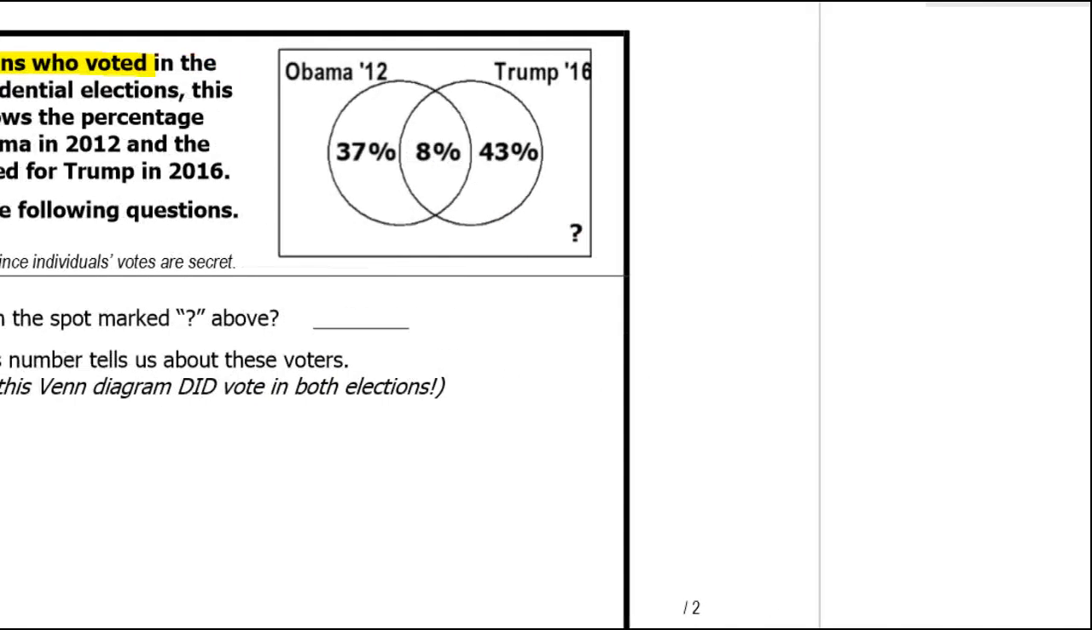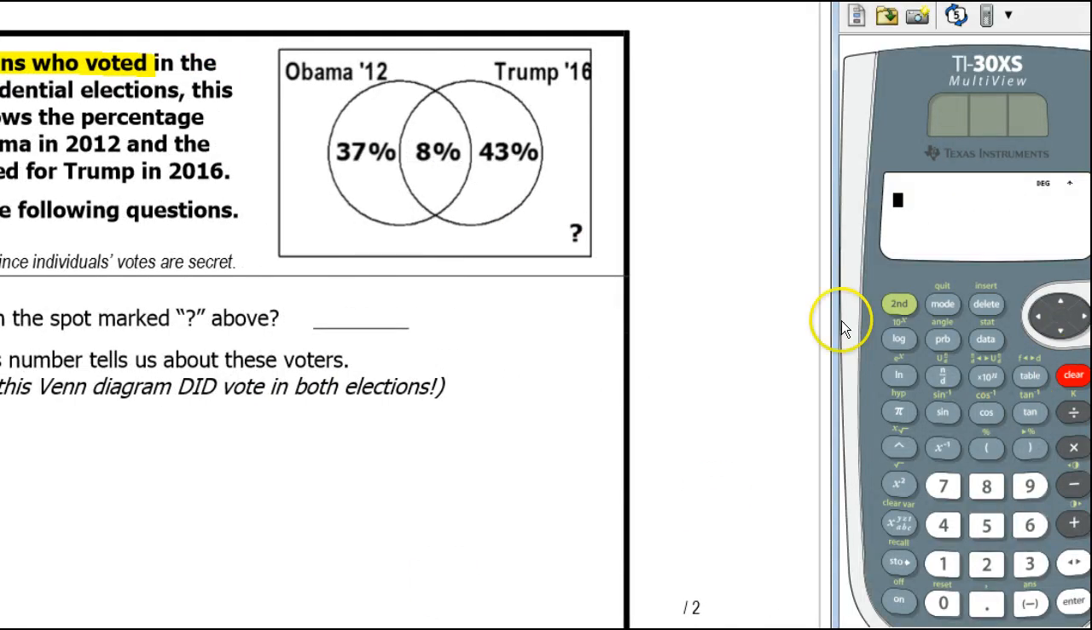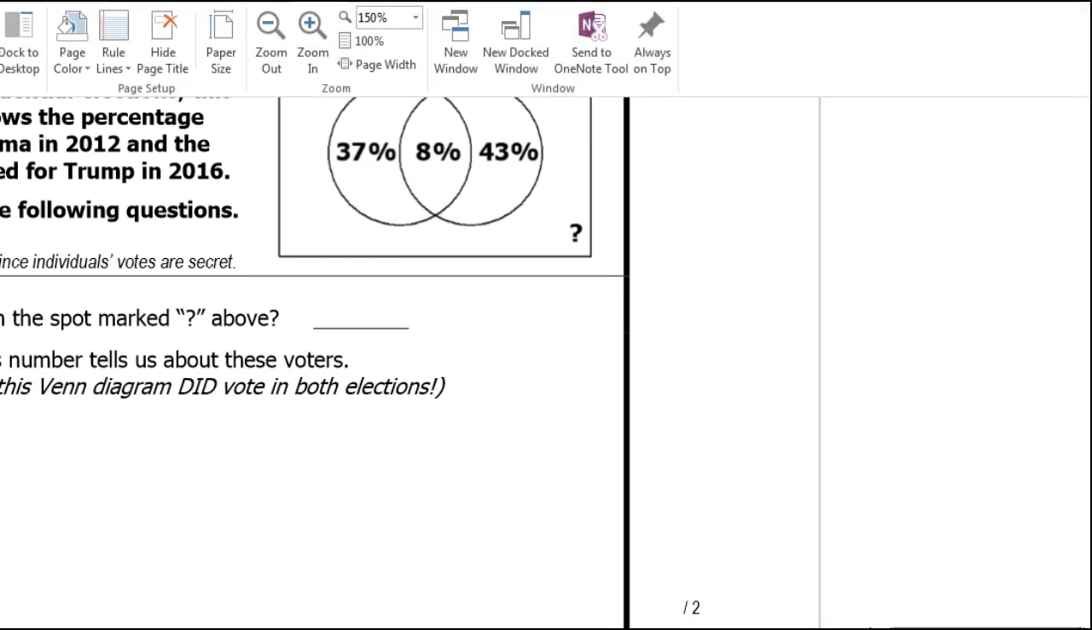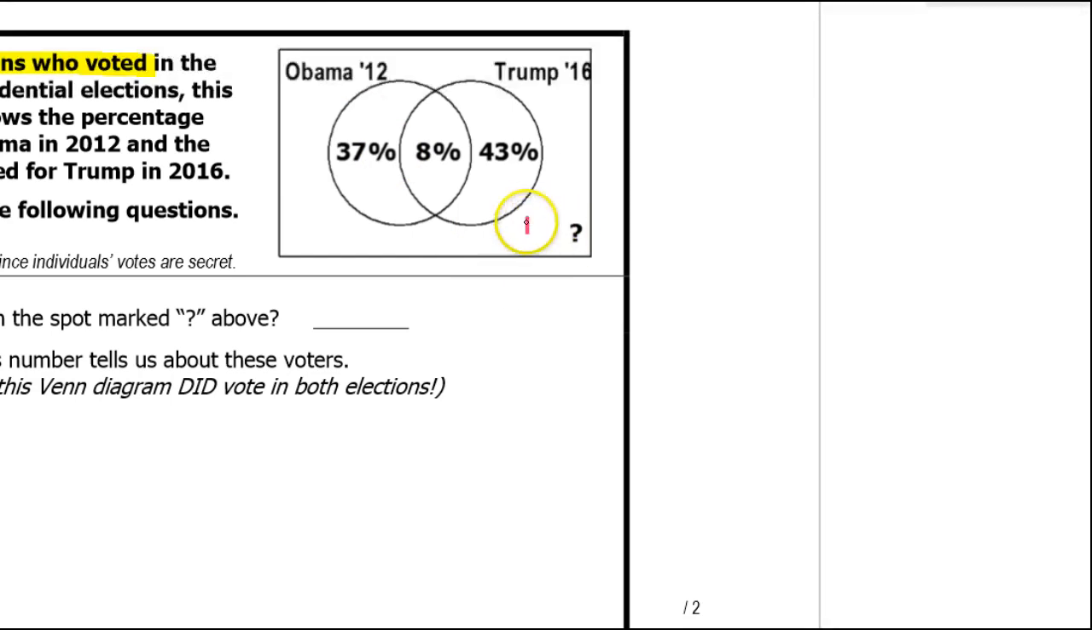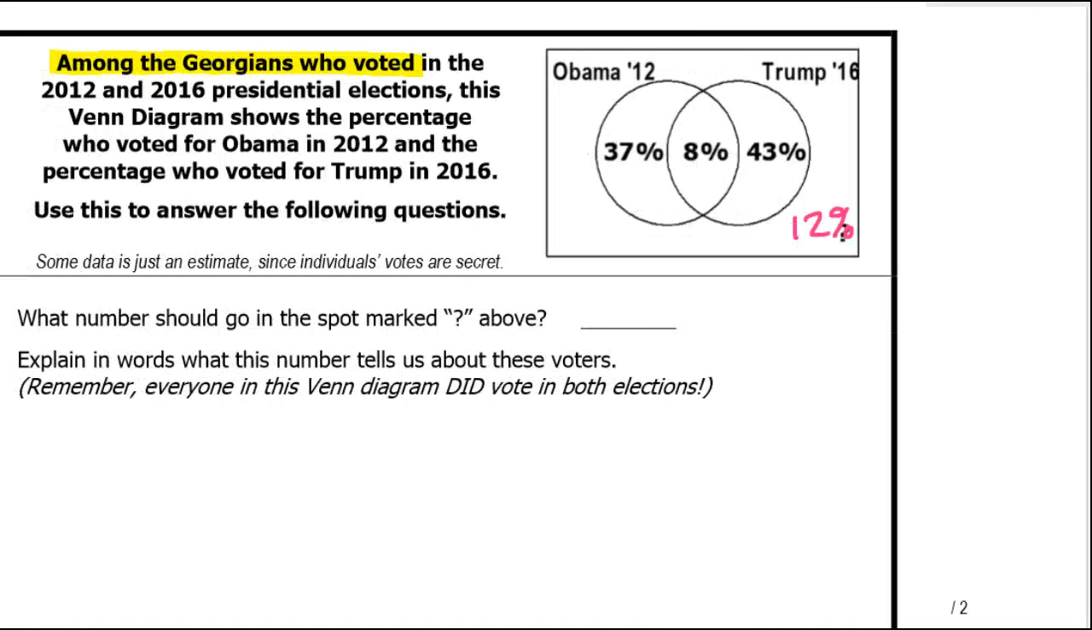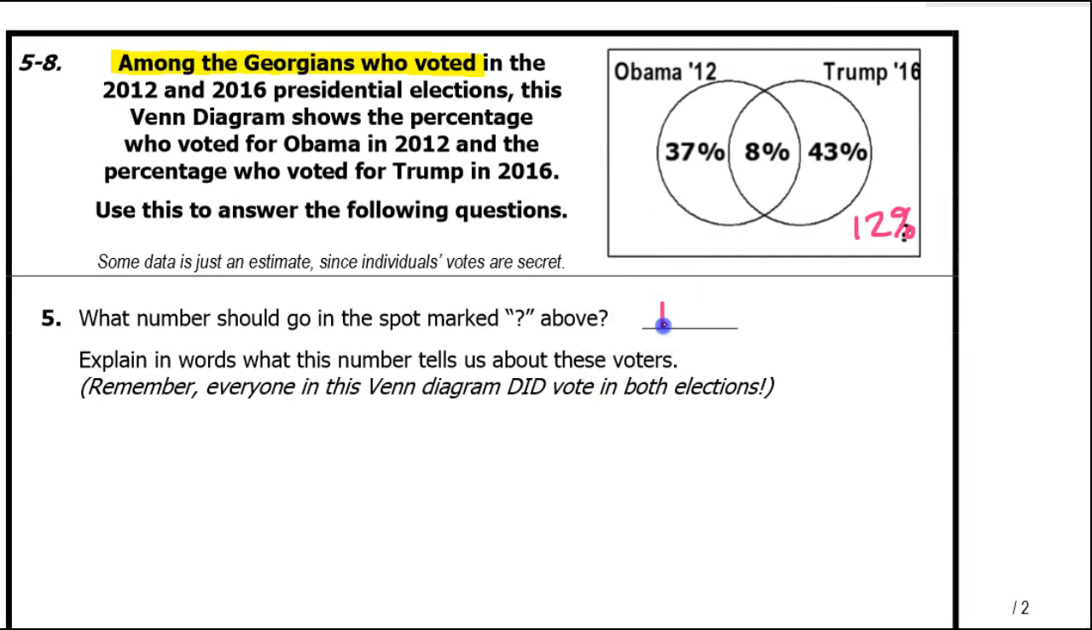Okay, I think I'll have to slide this to the left to make room for my calculator. So these numbers add up to, let's see, 37 plus 8 plus 43. That's a total of 88. So of course that leaves 12%. 100 minus 88 is 12. So that's the number that goes where the question mark is. This should be 12% over there. And that's the first thing they asked us in problem number 5, 12%.